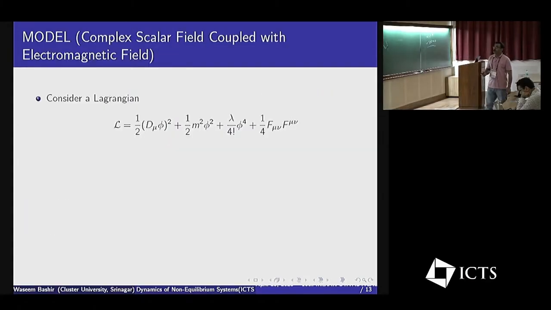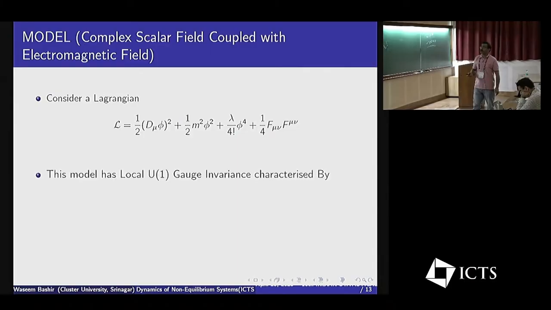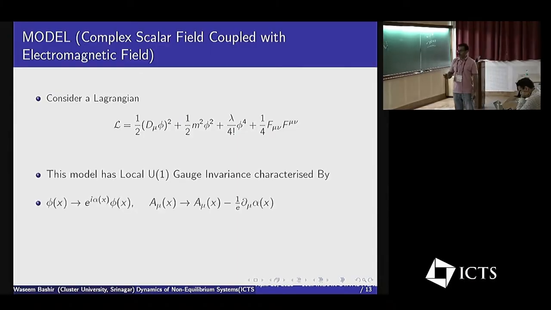Let's now consider this model. Since I work in high energy physics, we took the relativistic version of this Lagrangian. This is a complex scalar field coupled with itself as well as the electromagnetic field. This model has the very well-known U(1) local gauge invariance, characterized by these transformation properties: if we do a local phase rotation on this field and simultaneously change the vector gauge field by this part, then the entire thing becomes invariant.